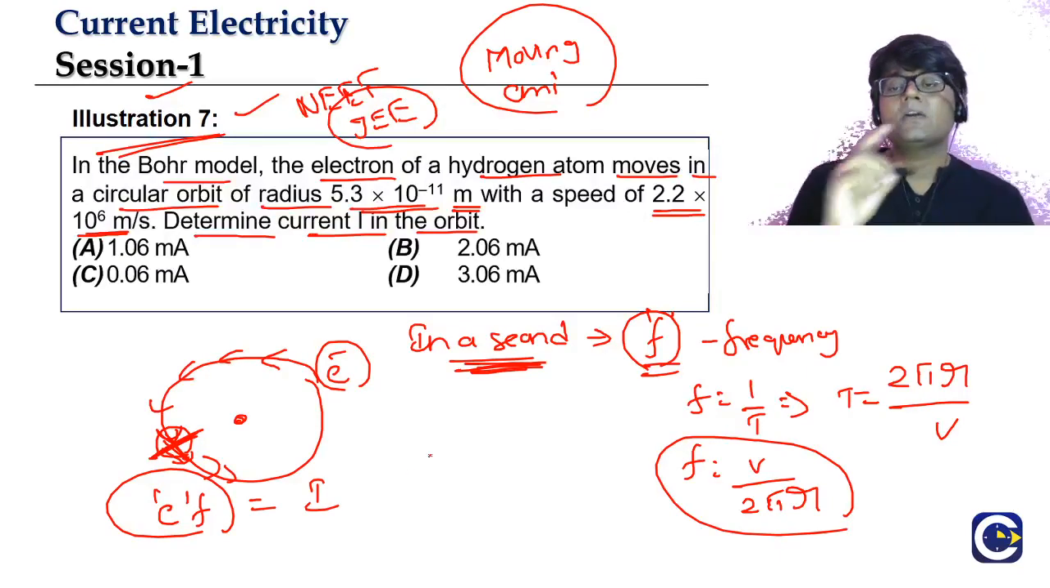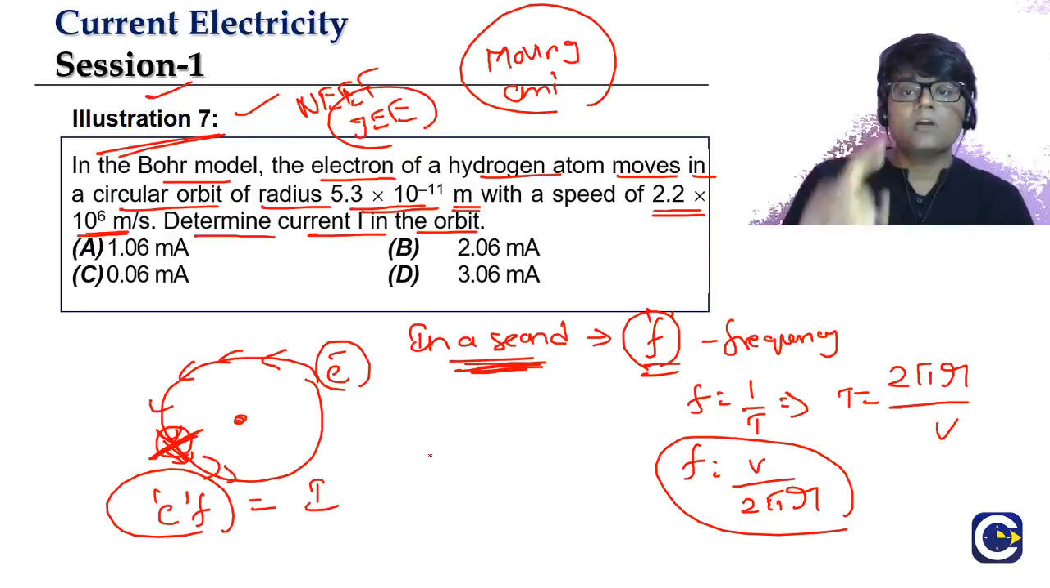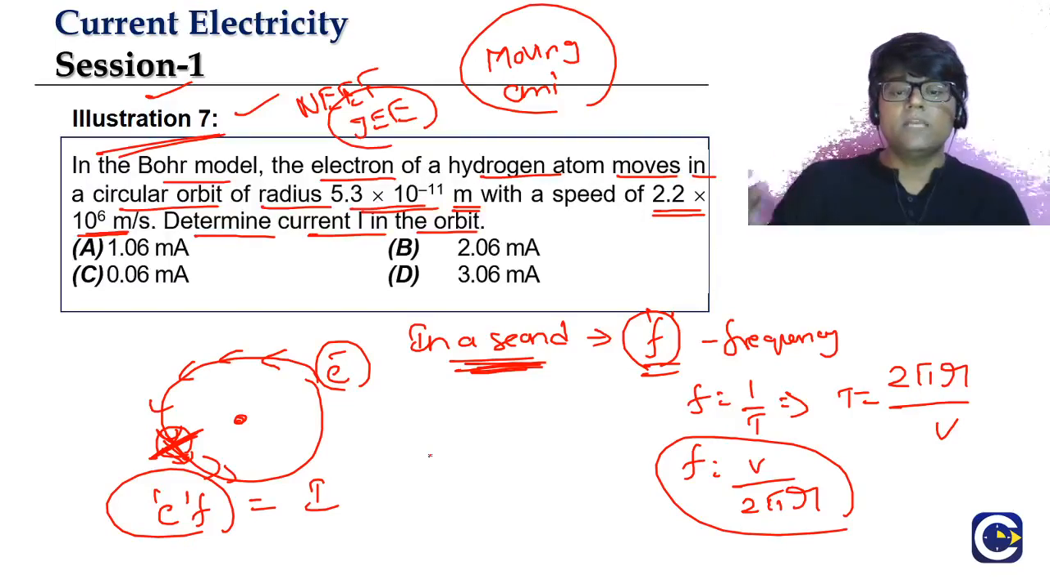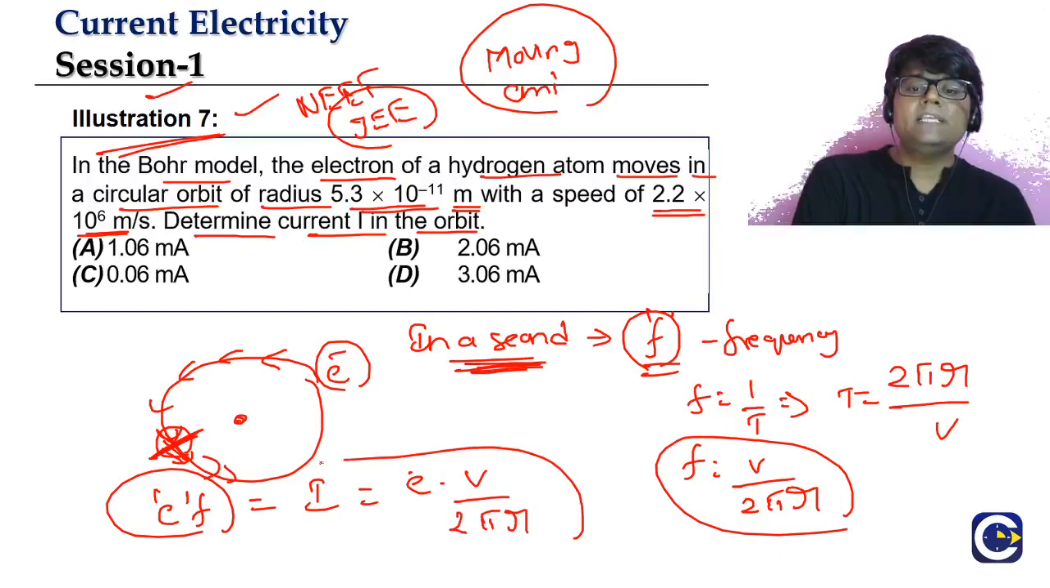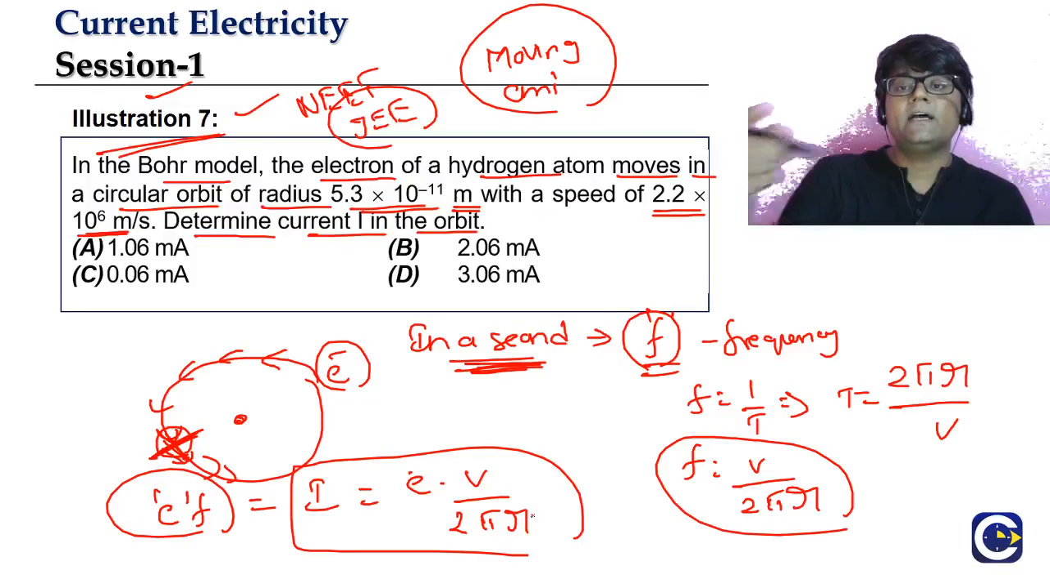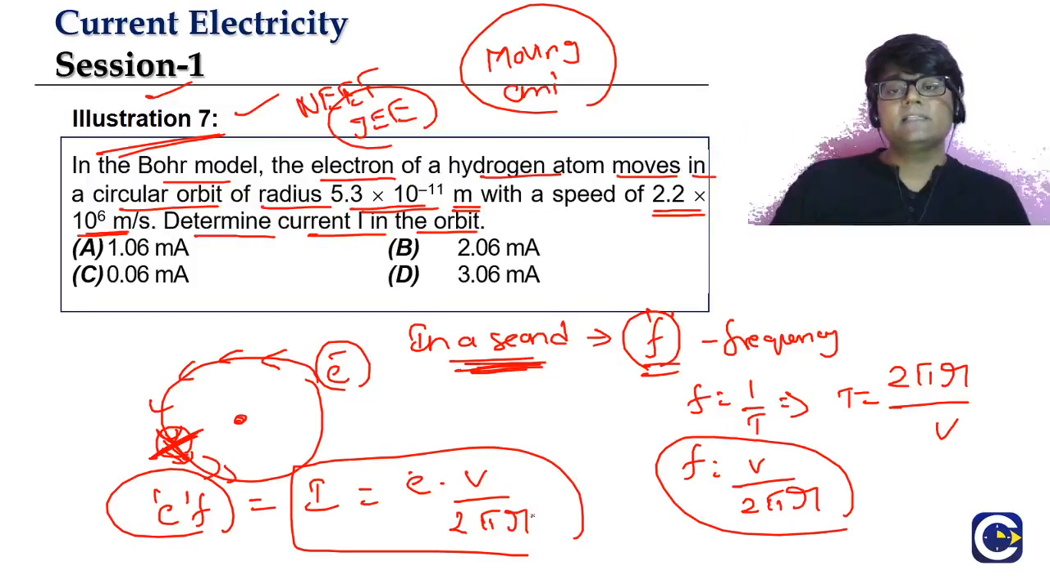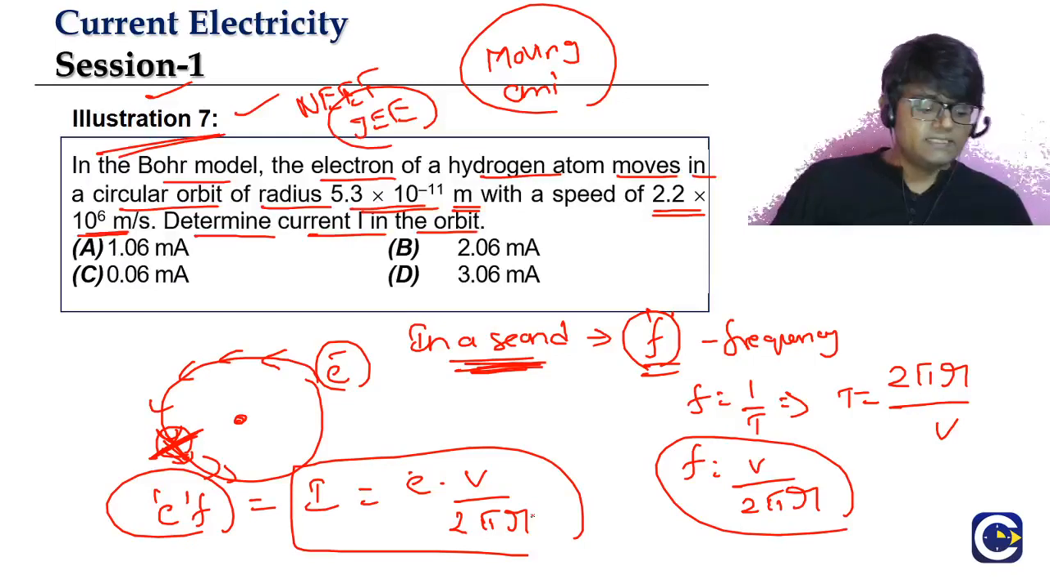So if you have any electron orbit, guys, what is the current value in that orbit? Just make a note of this formula. I will be equal to E into F. E is the charge of the electron, F is frequency. And the frequency formula is V by 2 pi r. We will use this formula again in the moving charges and magnetism chapter as well as the electromagnetic induction chapter. So this is the formula for finding the current in the electron orbit.